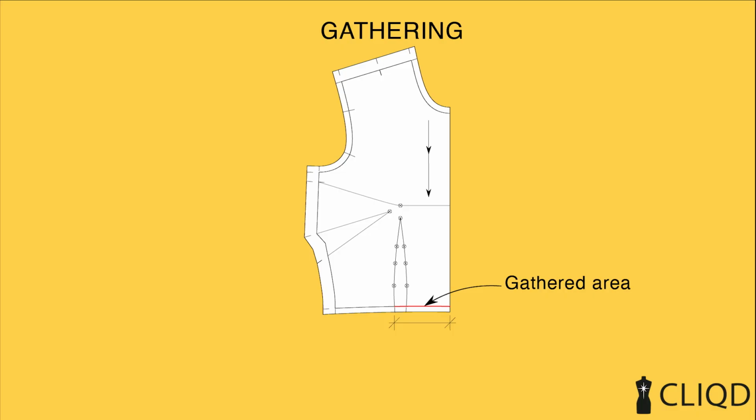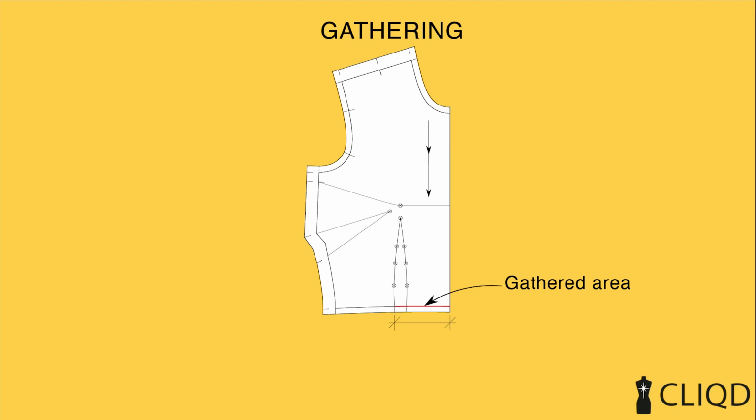For gathering, the first thing you need to do is decide where you want your gathering to be, and then put a notch at the beginning and the end of the gathered section on your pattern. In this example, I want my gathering to be along the waist seam between the center front and the waist dart. Great news, I can already use the excess from my waist dart, so all you need to do is rotate the bust dart down.